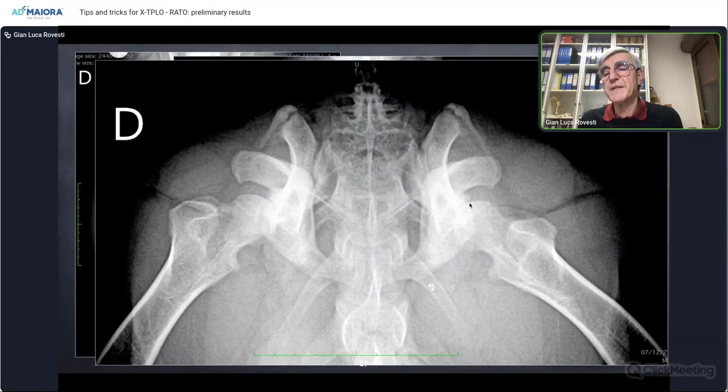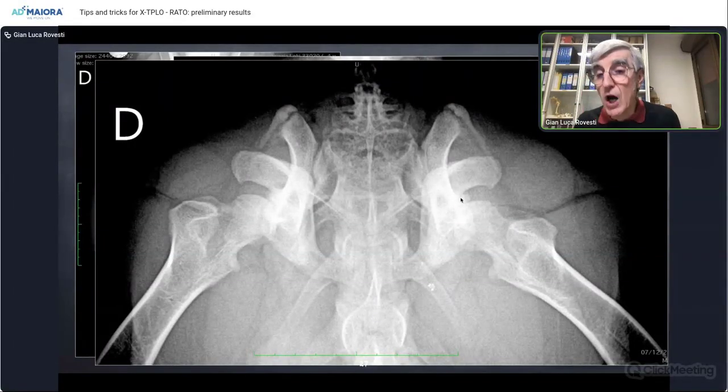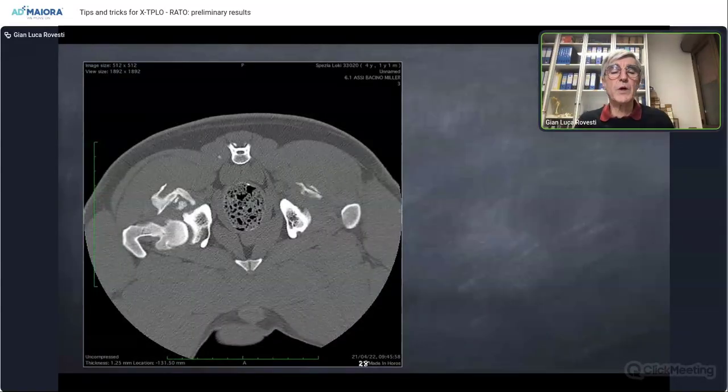So this is the kind of acetabulum that is called pagoda roof style. Pagoda roof border means open, okay? It's open. And this is not a good candidate, neither for DPO, TPO, nor for the RATO technique, okay? So we can see how it works.